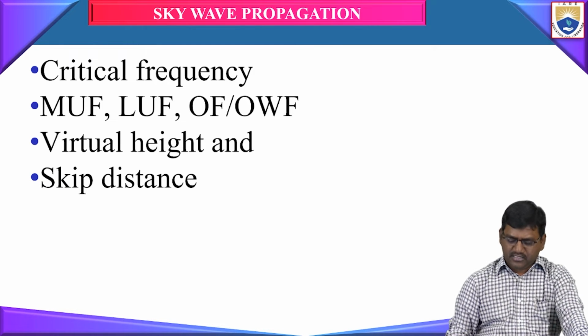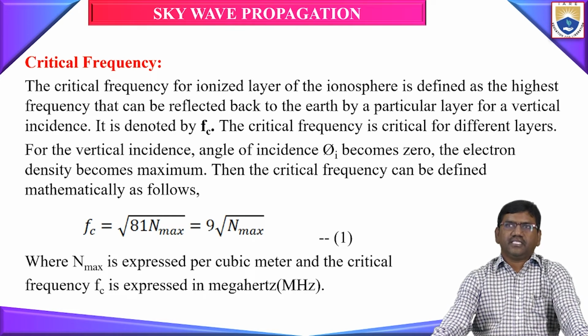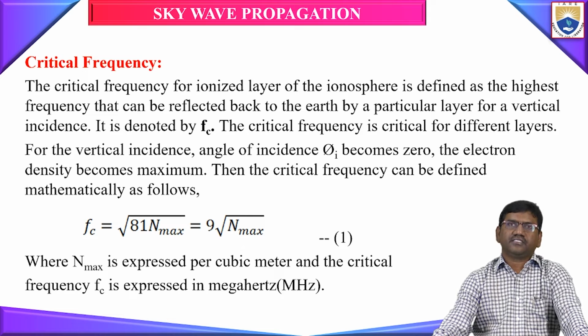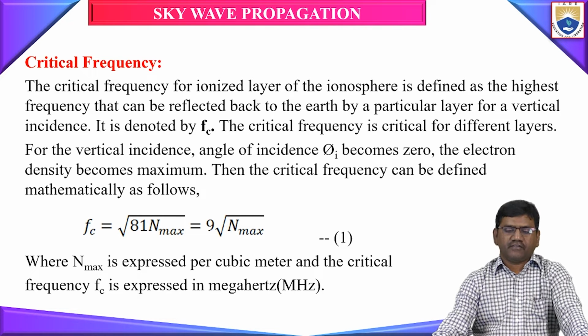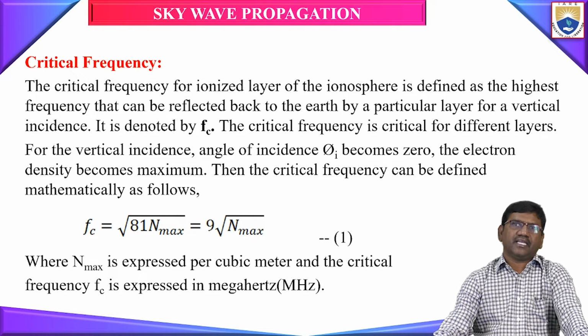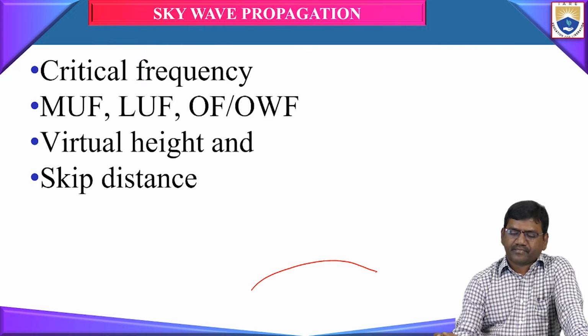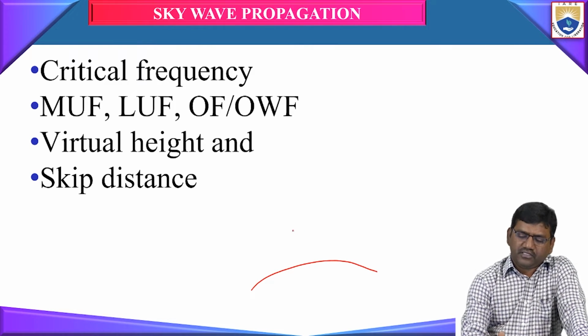Let us go to the first one, the critical frequency. The critical frequency for an ionized layer is defined as the highest frequency at which an electromagnetic wave is reflected back to the surface of the earth for a vertical incidence. If you observe here, this is the surface of the earth, and there is a transmitting antenna here, and there is a D layer here.